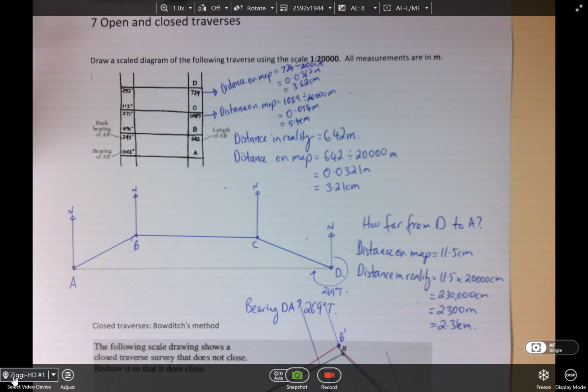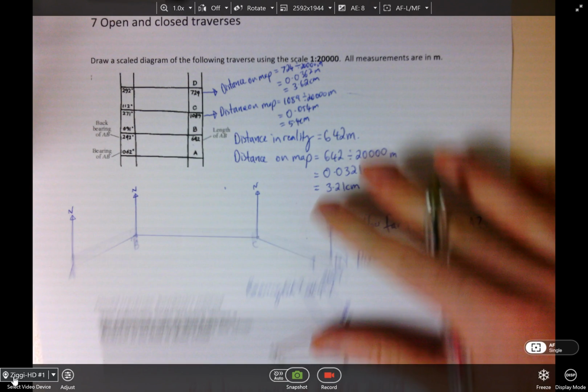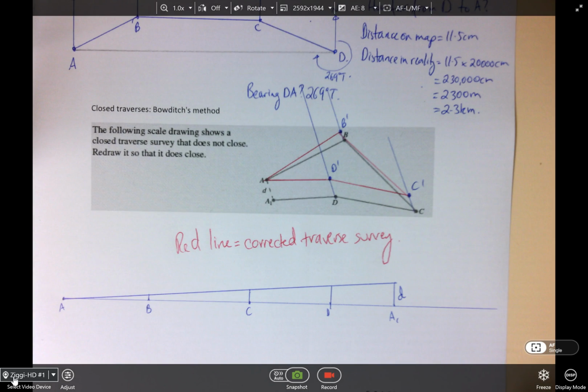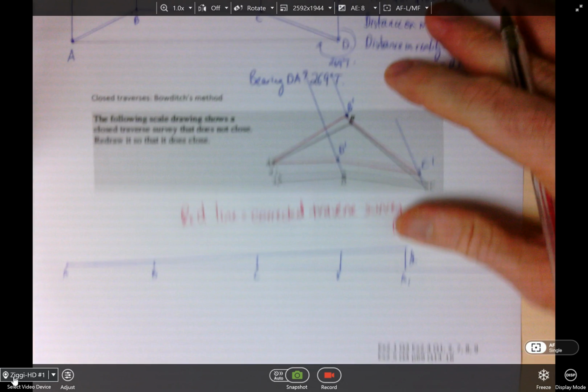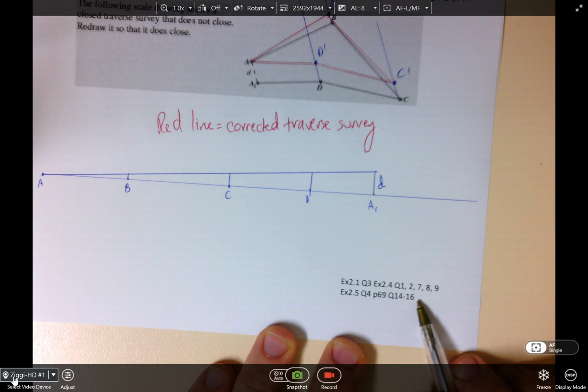So in conclusion, we can draw open traverses, drawing scale diagrams, and we can also correct closed traverses that didn't actually close before. Try these questions. Okay, good luck.